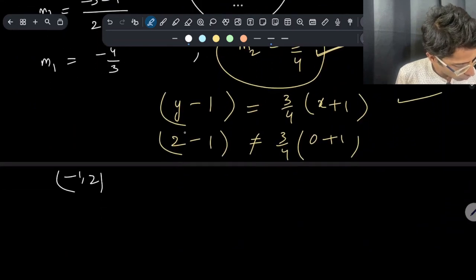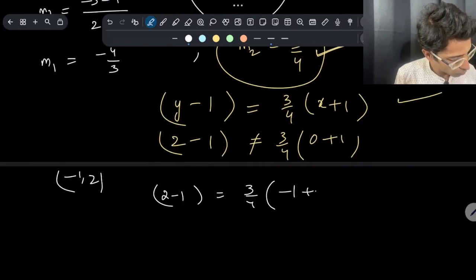Let me do that, which is 2 minus 1 is equal to 3 by 4 into minus 1 plus 1. Again, this is also ruled out.